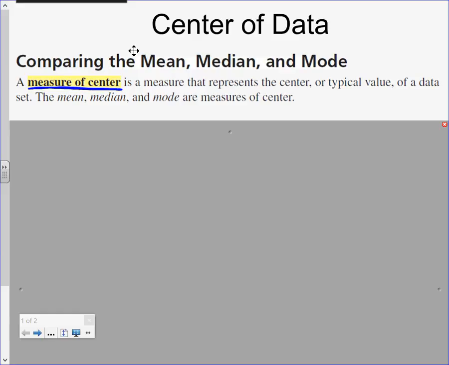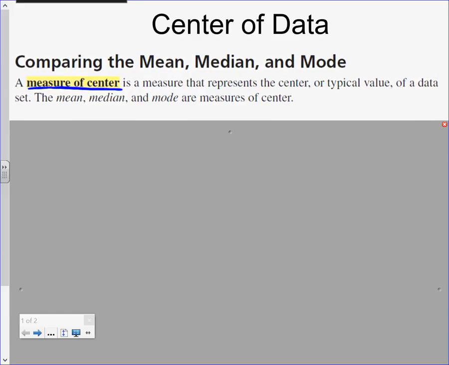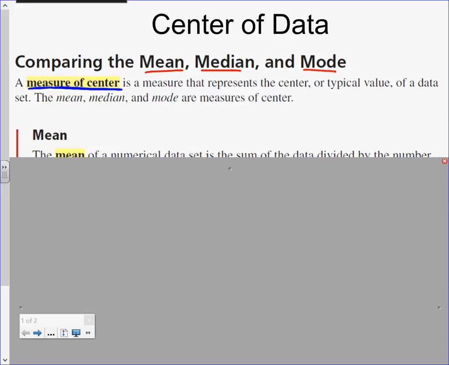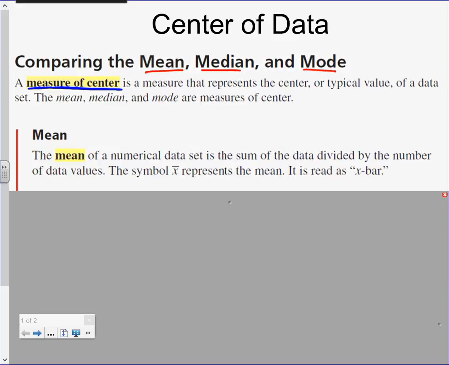Ready? Here we go. Today we're just going to focus on the mean. What the heck the mean means. Monday, when we get back from the weekend, we're going to focus on median and mode. But the mean is just this. Go and write this down. The mean of a numerical data set.